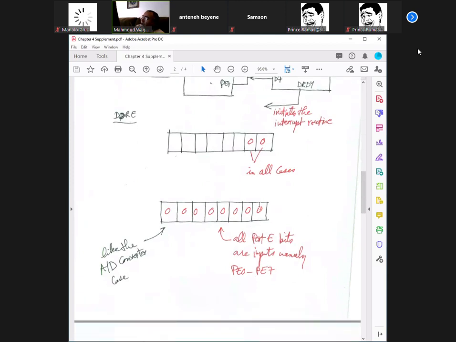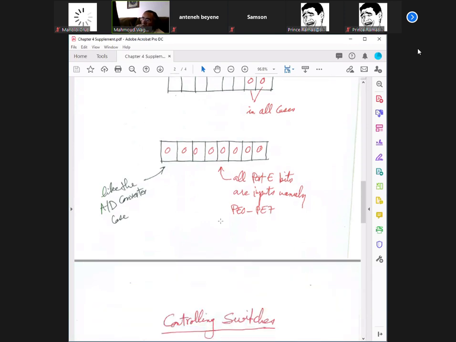You can choose the entire port E as an input. Yeah, it's up to you. But it's mandatory that we should have bits 0 and 1 as inputs. You can choose the other bits, whatever you want, like bits 2 through 7. You can choose whatever you want.